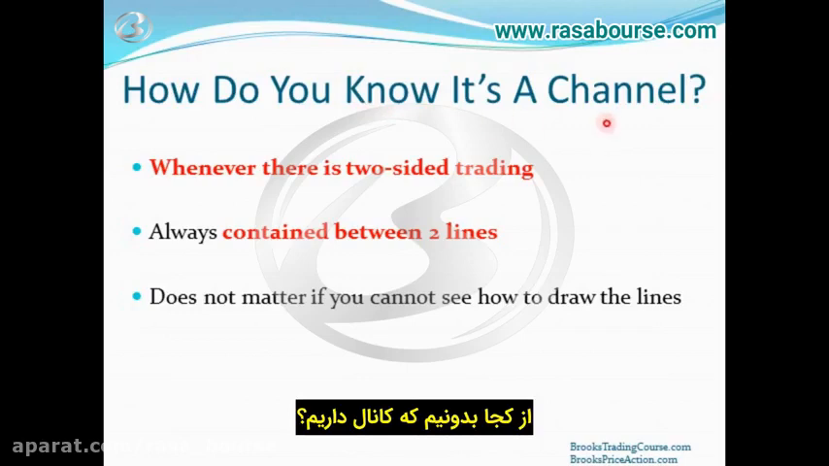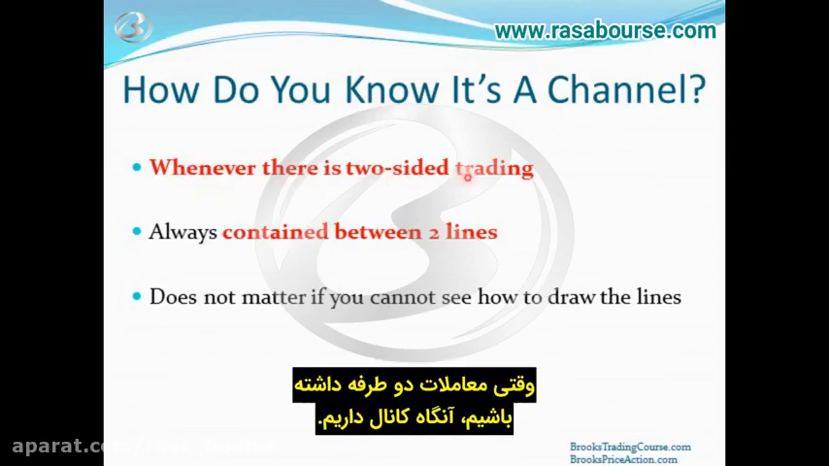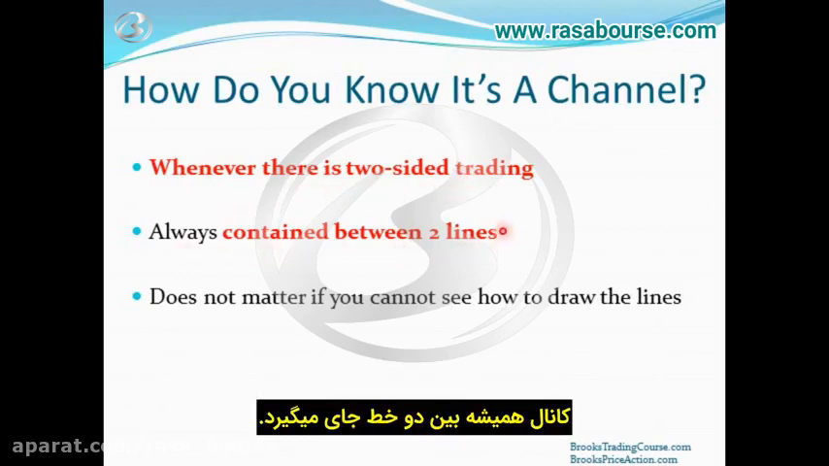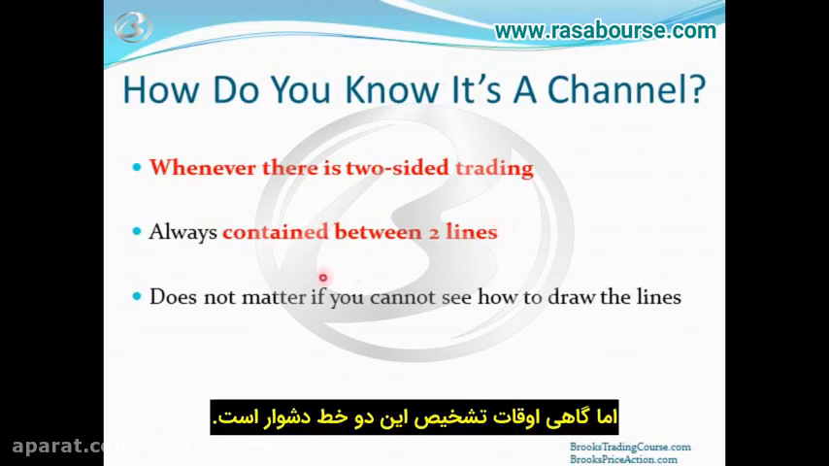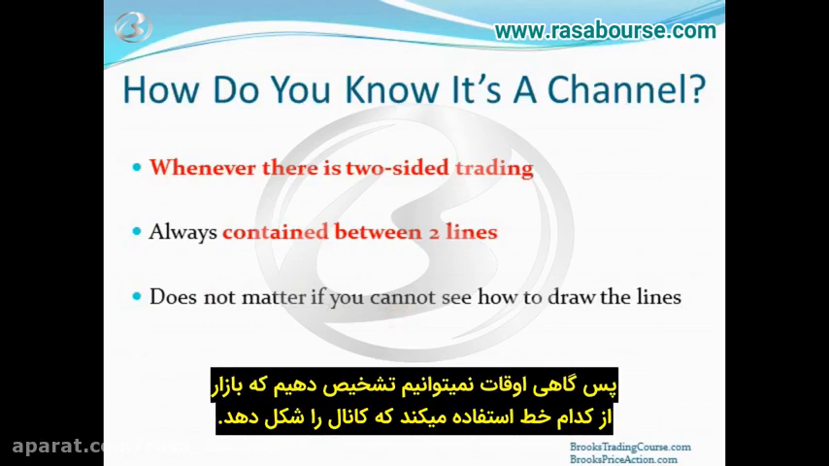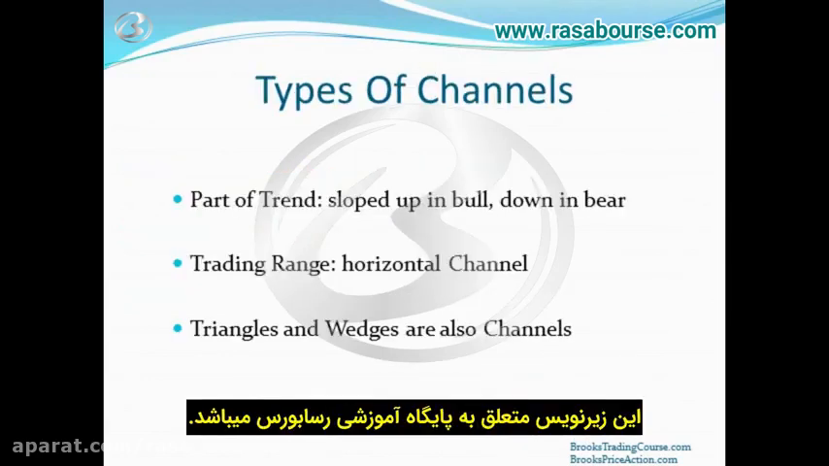How do you know that a channel is present? Whenever you see signs of two-sided trading, the market's in a channel. Channels are always contained between two lines, but sometimes it may be difficult to understand what the two lines are. Sometimes it's not always easy to see what lines the market is using to create the channel. But with experience, and if you look hard enough, you'll usually be able to find the two most likely lines.